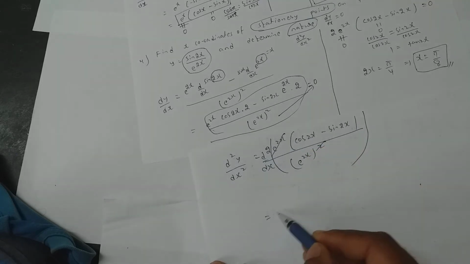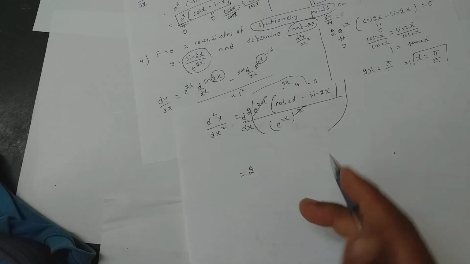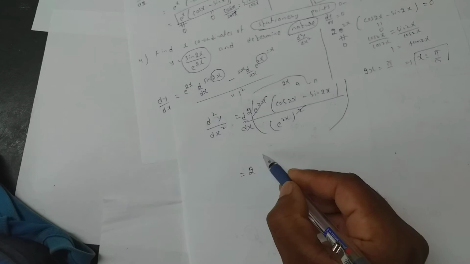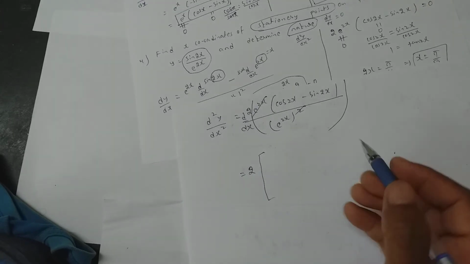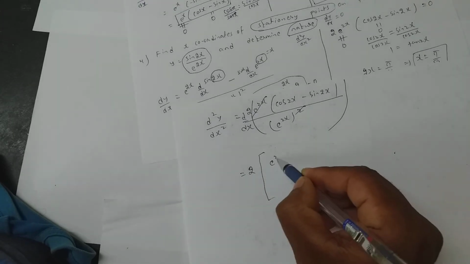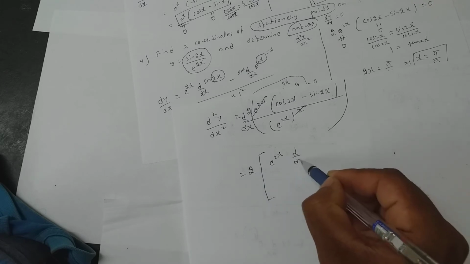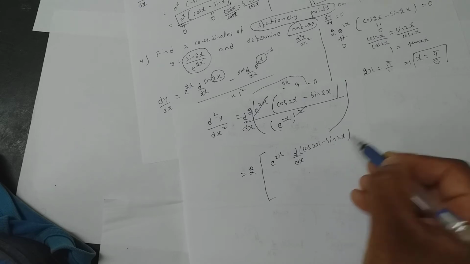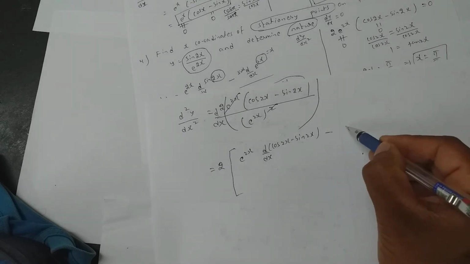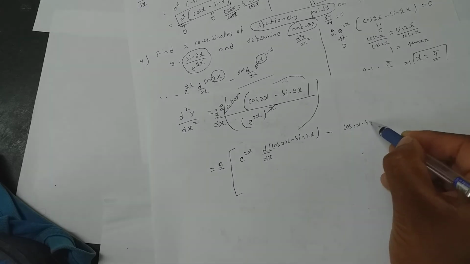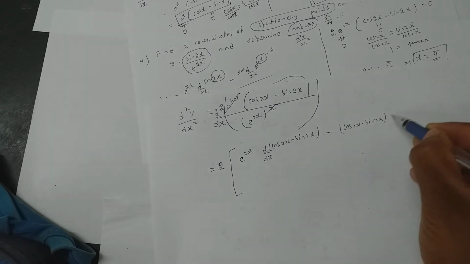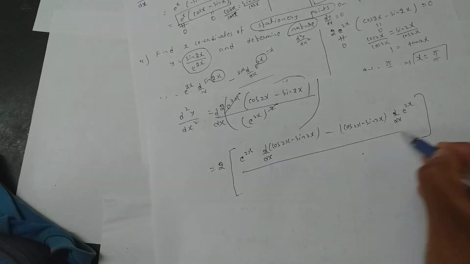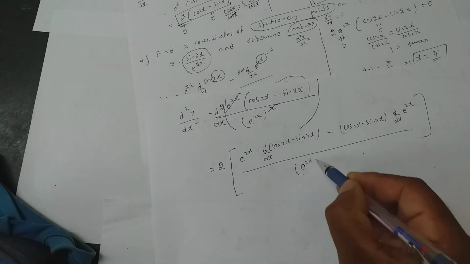Students, 2 will come out. What rule? What is the catch? Quotient rule or u by v rule. So what does it say? Start differentiating the numerator first. So d by dx of cos 2x minus sin 2x, minus cos 2x minus sin 2x into d by dx of e power 2x, by e power 2x whole square.